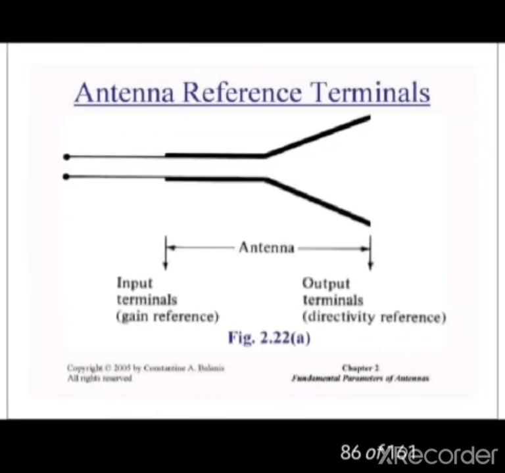This is the general antenna reference terminal, with the input terminals at the left side and the output at the flared out waveguide. This part is called an antenna. What does the antenna actually do? The wave travels through the transmission line up to this mouth. That is the one-dimensional wave, which should be converted to a three-dimensional wave in free space, the electromagnetic wave.